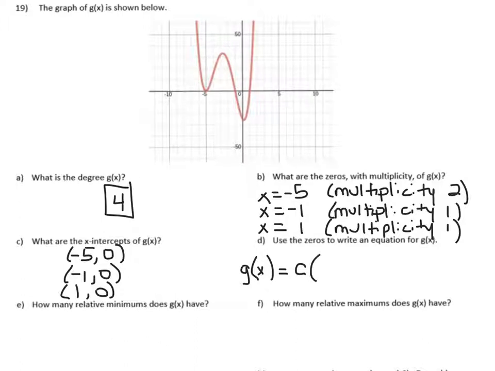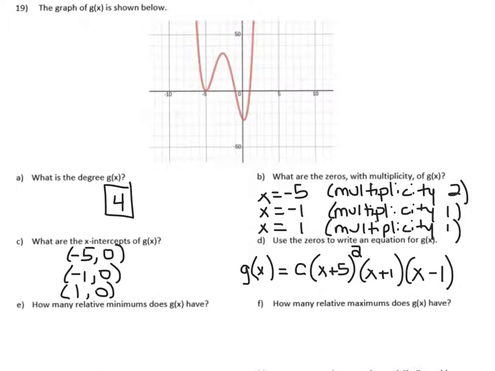Now, one thing I want to point out, when it says that we have multiplicity of 2, what that means is we're going to actually have 2 factors of x plus 5. So you could either write x plus 5 and then write another x plus 5, or if we have 2 of them, can't we just put a little square there? All right, if we have a 0 at x equals negative 1, then the factor to go along with that would be x plus 1. And if we have a 0 at x equals positive 1, the factor to go along with that would be x minus 1.